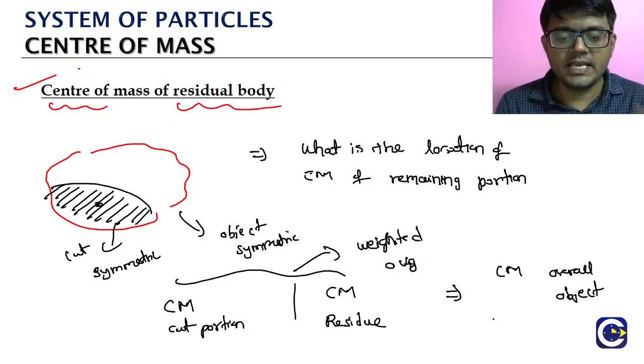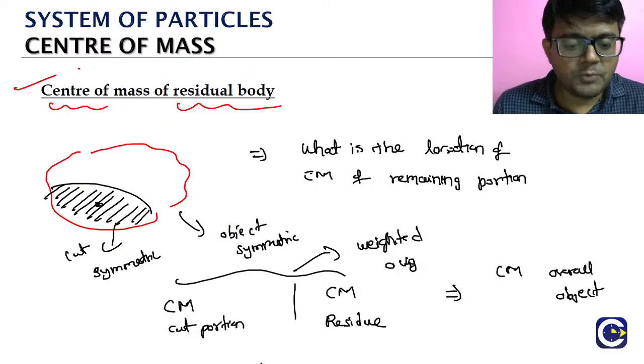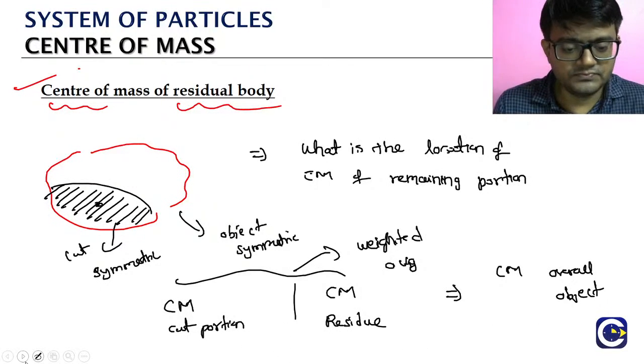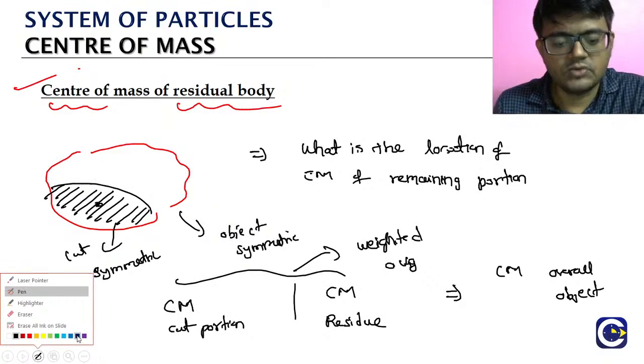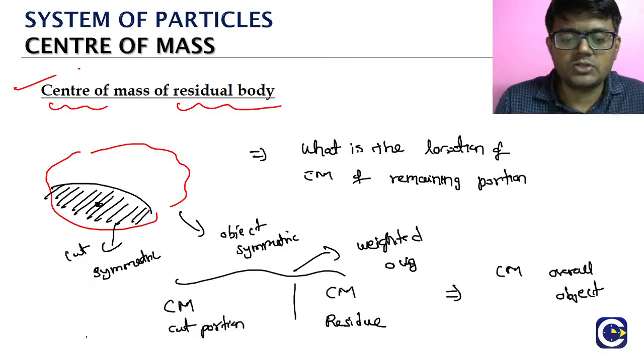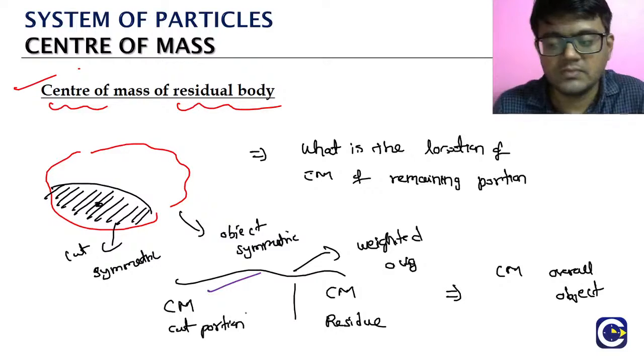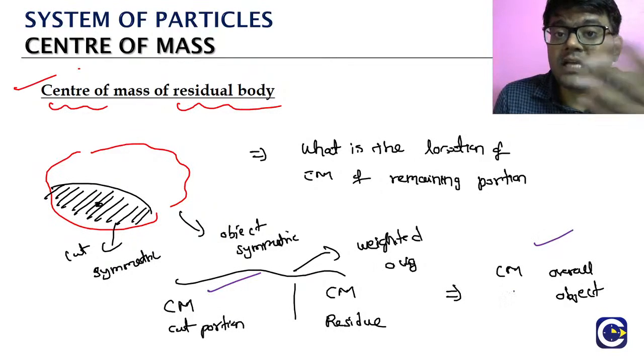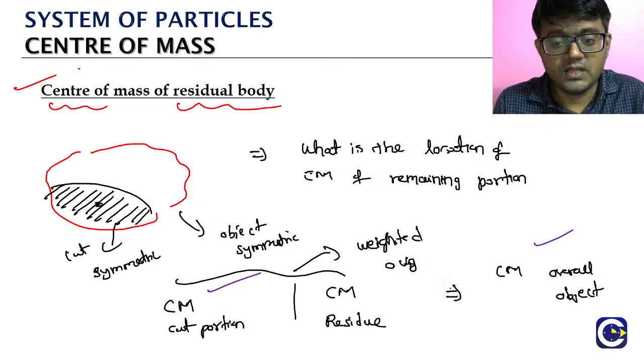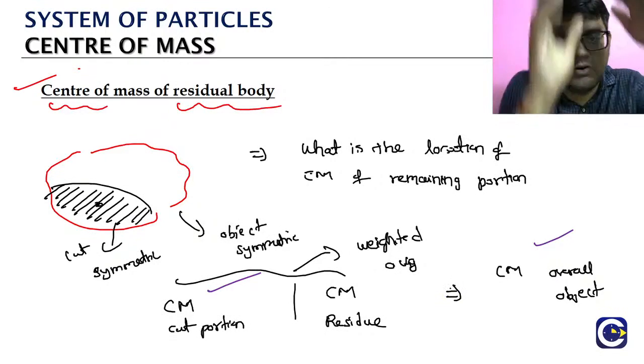Here, we know the center of mass location of the cut portion, because that will be symmetric. Let us look at an example. We know the coordinates of the center of mass of the cut portion, and we also know the coordinates of the center of mass of the overall object, because this is also symmetric. In the examples they give, the overall object will be symmetric.